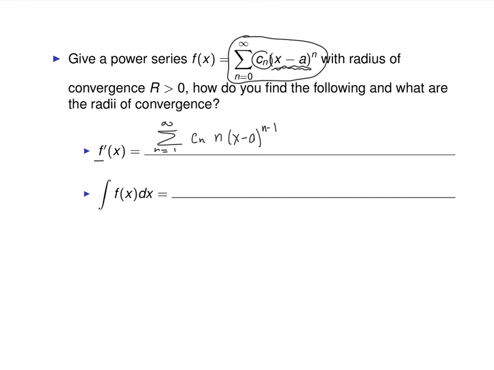And then for the antiderivative, the sum from n equals 0 to infinity, cn, the antiderivative of x minus a to the n is x minus a to the n plus 1 over n plus 1 plus some constant c. In the few examples we had in the last lesson, we found this c to be 0. In this next example, we will find c not being 0.